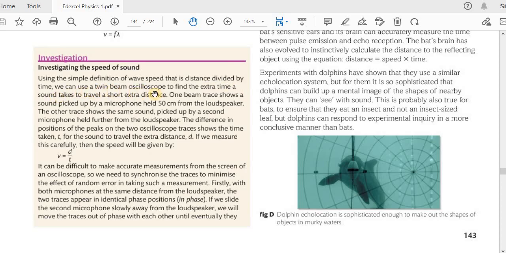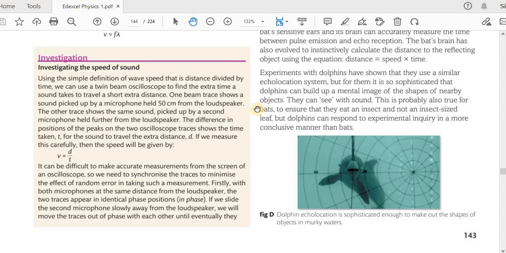We can use a twin beam oscilloscope. So this is another technique. You can use a twin beam oscilloscope to find the extra time a sound takes to travel a short extra distance. One beam trace shows a sound picked up by a microphone held 50 centimeters from the loudspeaker. So you have the loudspeaker emitting the sound, then you have the microphone that is picking up the sound. The detector is the microphone, and the transmitting happens from the loudspeaker.